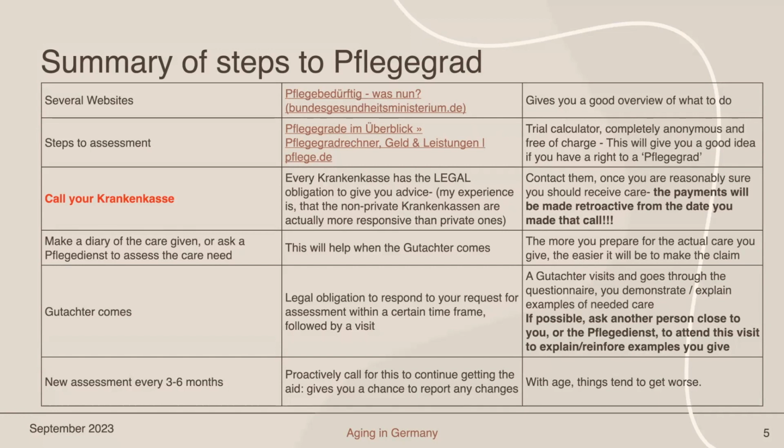There are some websites, I've mentioned them here. You can use the link when you go to the presentation, that help you assess, well, would I be eligible? I don't know, but this helps you assess whether I would be eligible, and if so, what would I get? And it's completely anonymous. You don't commit to anything. It's free of charge.